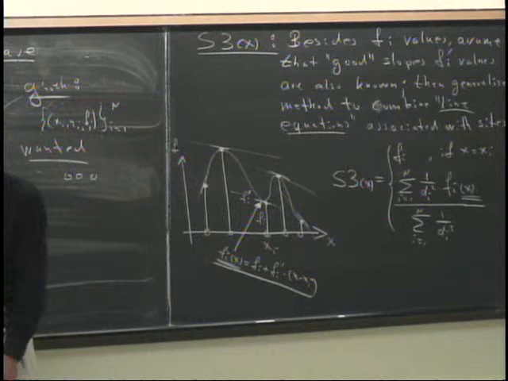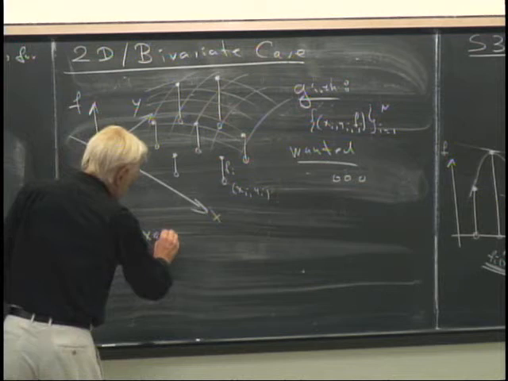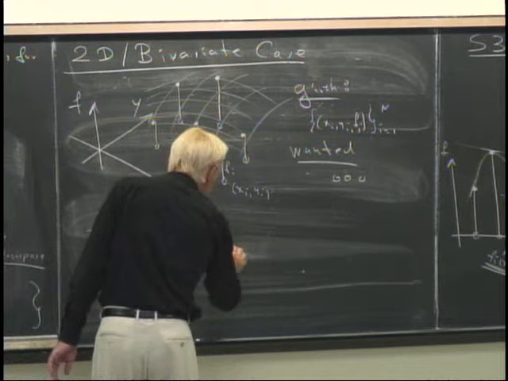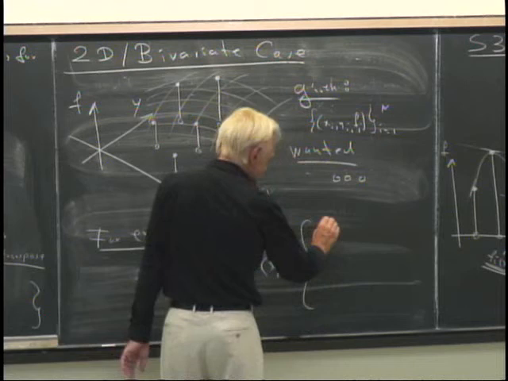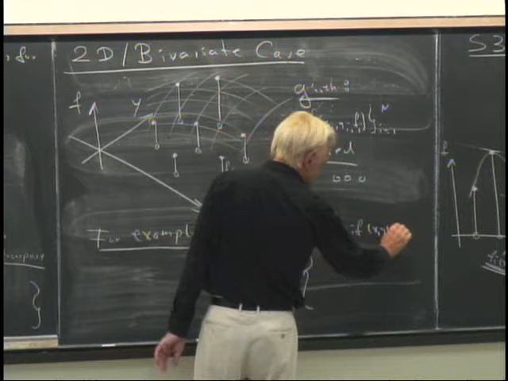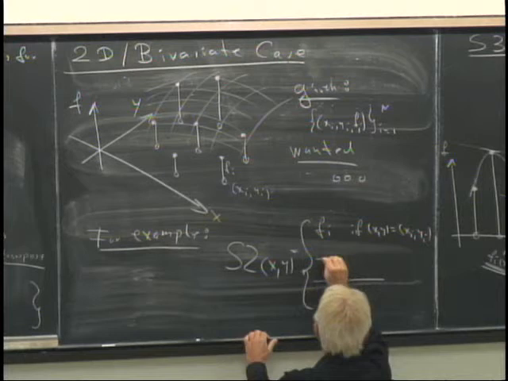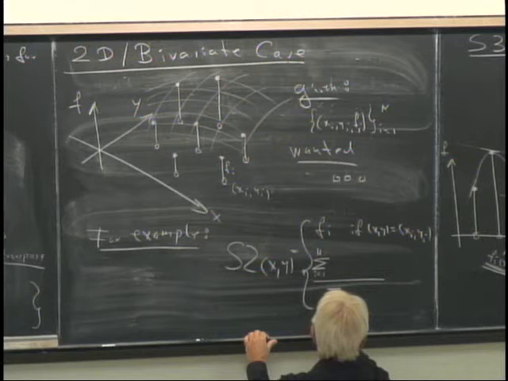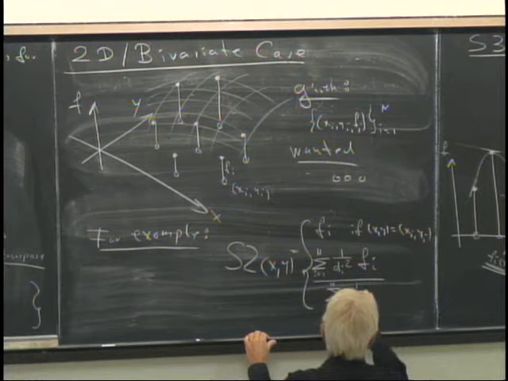Okay, so let's just write down what S2 is in this case. Shepard 2 is now a function depending on x and y, which should reproduce the fi value if the tuple xy is one of the sites xi, yi. Otherwise it's a combination of all the data that I'm given: the sum from i equals 1 to n, where the weights are 1 over distances di squared, times the functional values, divided by the sum of all weights di squared. Otherwise.